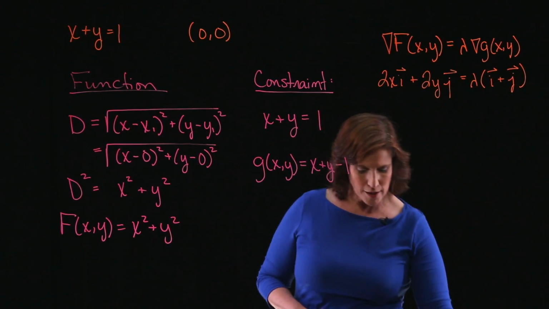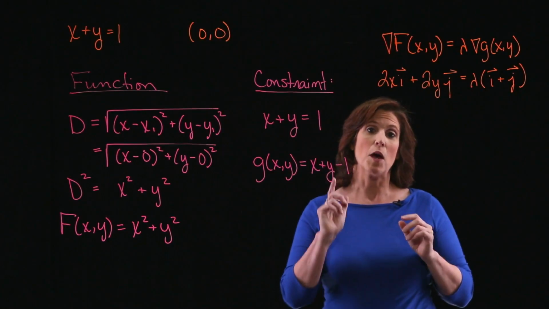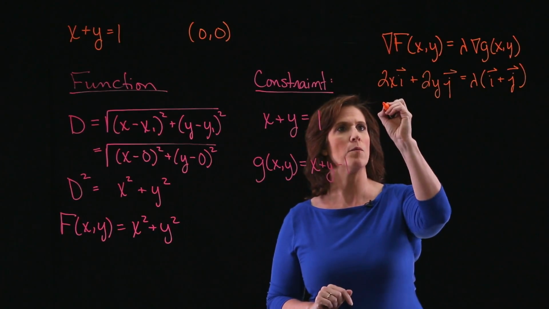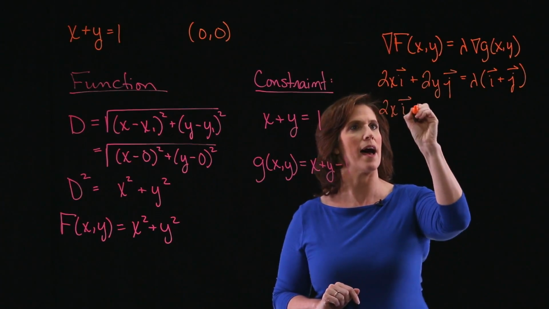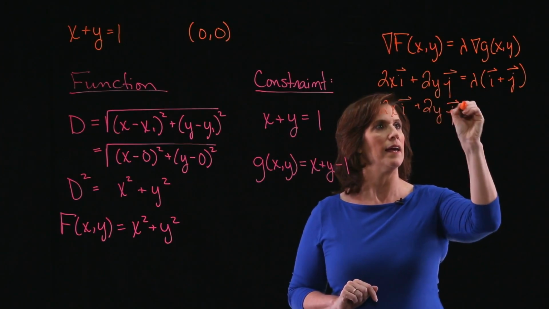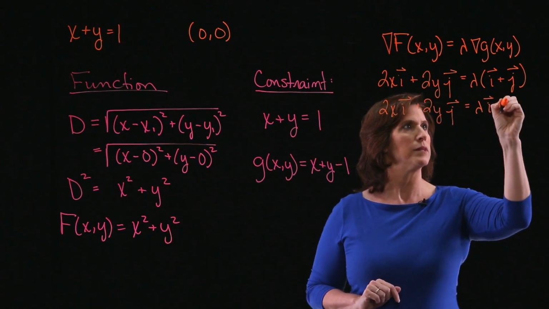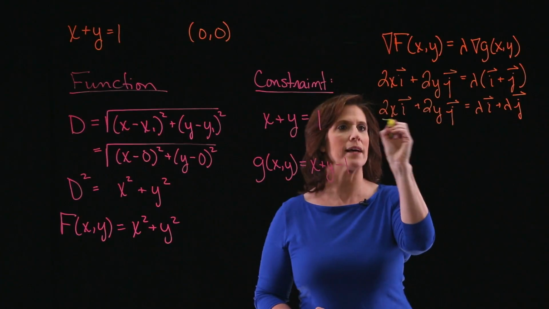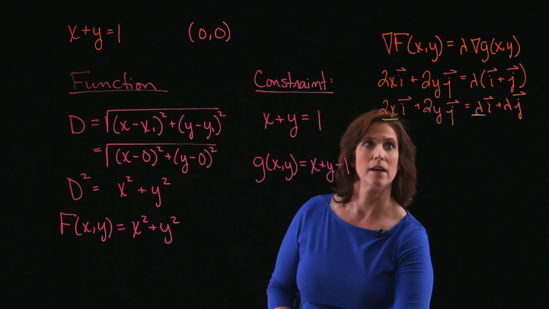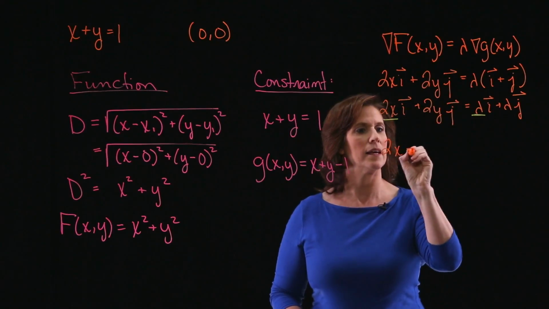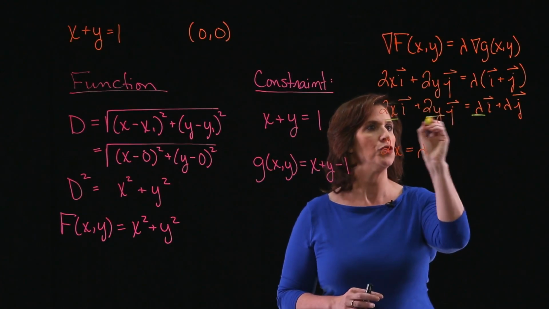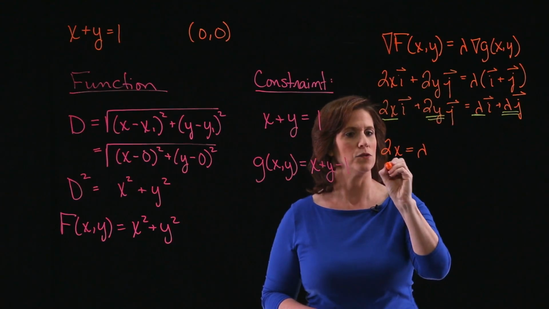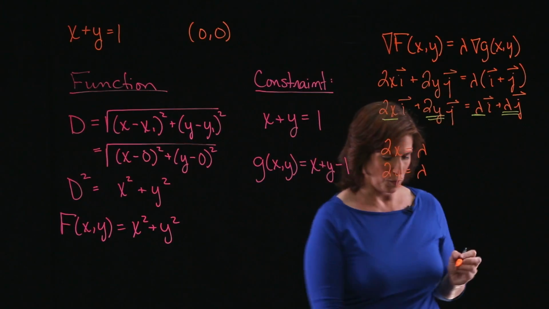All right. So now I want to make sure that the i component on the left side is the same as the i component on the right-hand side. So let me write one more step out. I'll write that as 2x i plus 2y j equals lambda i plus lambda j. So that means that 2x and lambda should be the same thing. So 2x equals lambda. And 2y should also equal lambda.